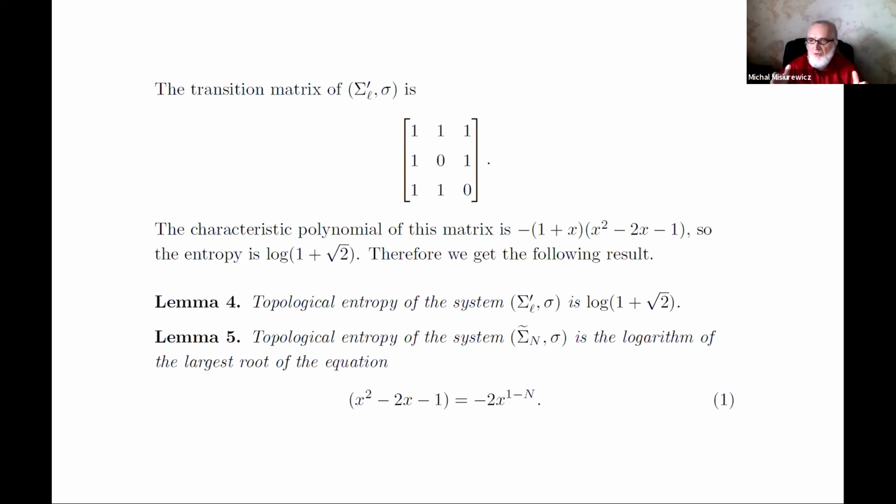And then there is the formula from the paper Bigamy, if you know this paper, or from the book with Louis and Jaume, how to compute the entropy. And it's this. And then you see that if n goes to infinity, that's kind of easy, the largest root of this equation converges to the largest root of this equation: x squared minus 2x minus 1 equals 0.